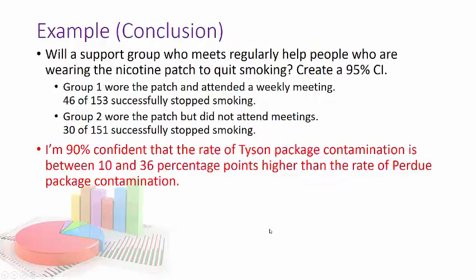So I'm 90% confident that the rate of Tyson package contamination is between 10 and 36 percentage points higher than the rate of Purdue package contamination. And this was done several years ago, so I think you're okay. I'm sure Tyson has done some improvement in that, or maybe it was just a bad sample. You never know.